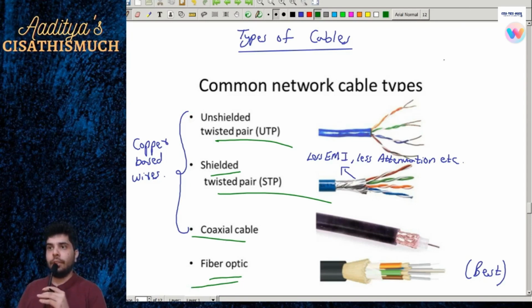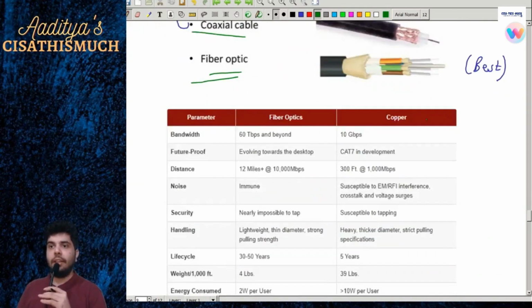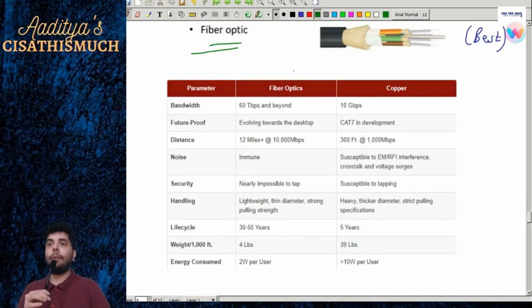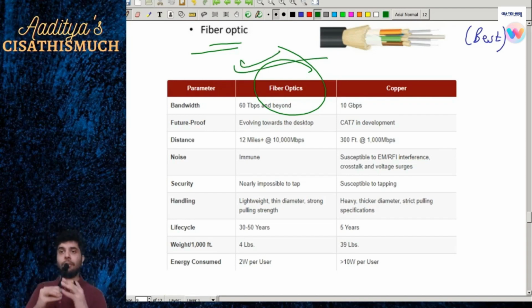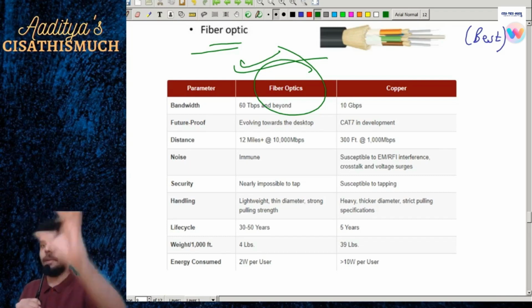Just wait a second before discussing that. Fiber optic cable is the best in respect of everything. So if the question comes, which of the following is the best option for having proper security, less EMI, less attenuation, less crosstalk, the best cable is always what? Fiber optic cable. In terms of everything, fiber optics is the best.